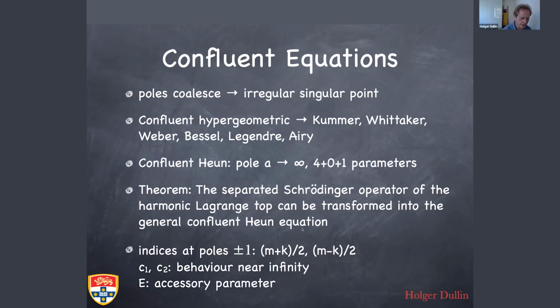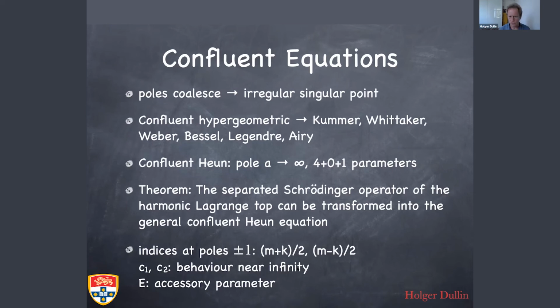And what is interesting is that after that operation, or even before, in fact, the indices at the poles of this equation are exactly, up to dividing by 2, these global quantum numbers, m and k. Right? So the indices have a very important physical interpretation if you come from this derivation. M and k are the quantum numbers of the angular momentum around the z-axis, and the angular momentum about the body axis.